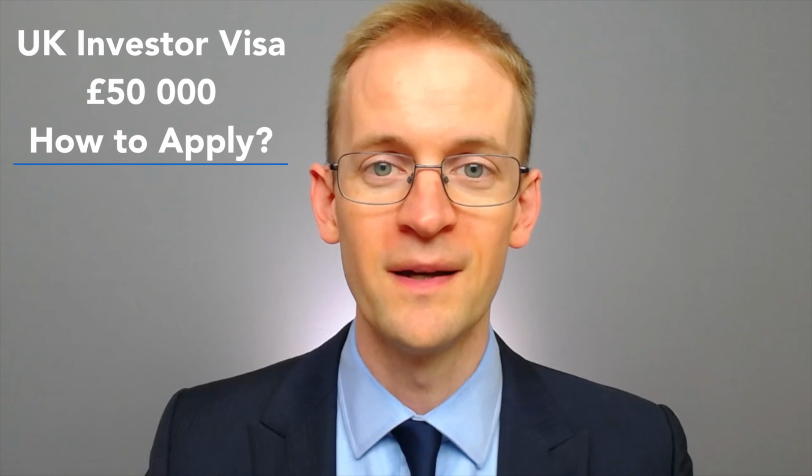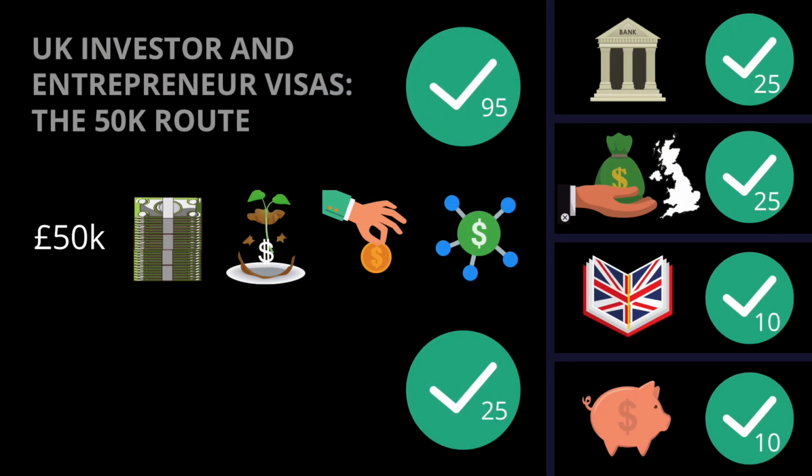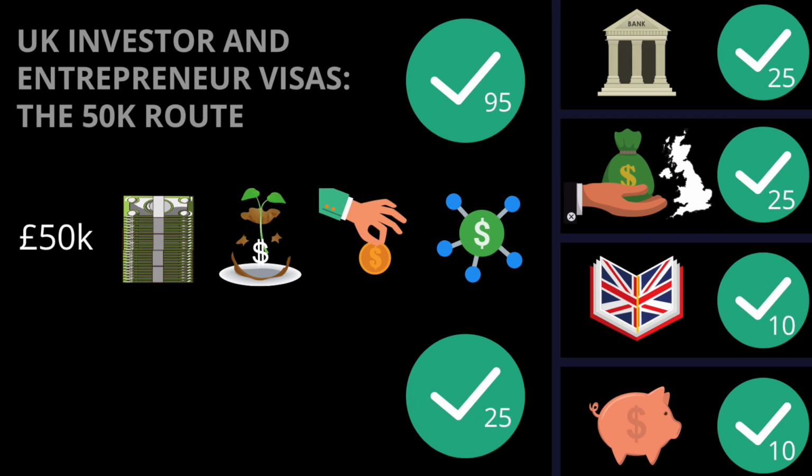Hi, this video is about investor visas and entrepreneur visas and some of the key documents you need if you're applying under the £50,000 route. In this diagram, I'm going to show you some of the key points that you don't want to miss if you're applying under the £50,000 route and considering applying for an investor or entrepreneur visa.